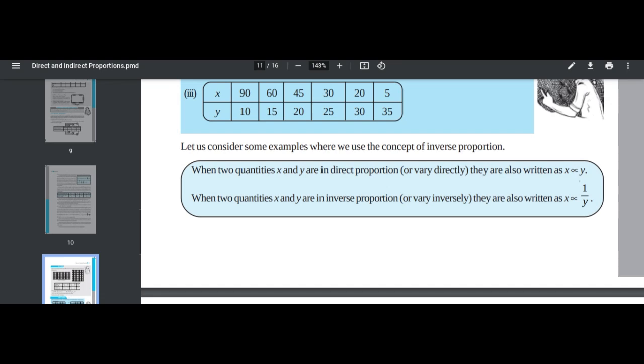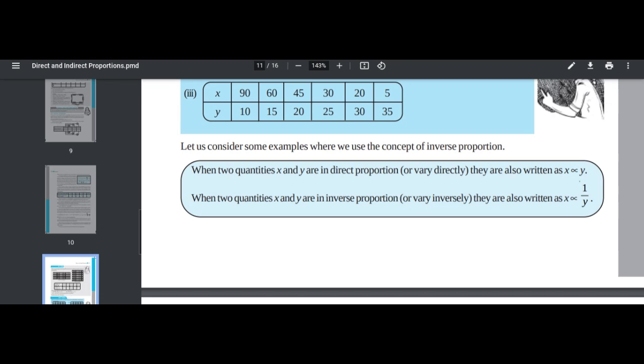When two quantities x and y are in direct proportion or vary directly, they are also written as x is directly proportional to y. This is the statement I just wrote on the board. This is the same statement. Okay, you have to put important. When two quantities x and y are in inverse proportion or vary inversely, they are also written as this.